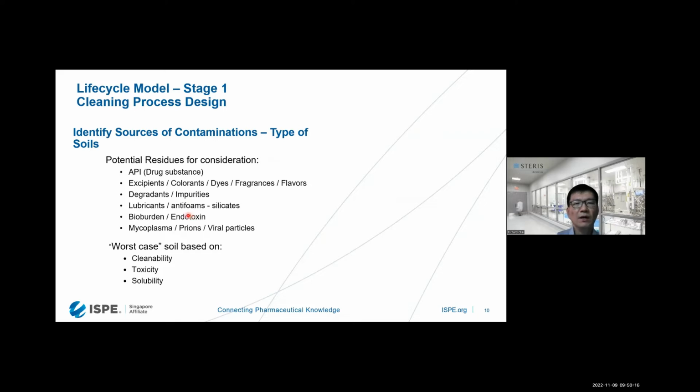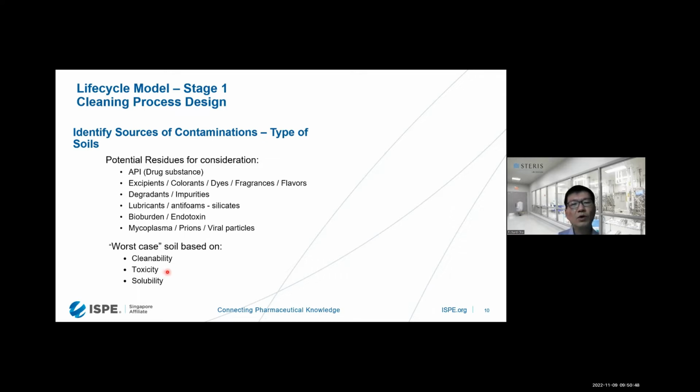They can form an air-liquid interface line at your vessel. Also you need to consider the bioburden, endotoxin, and mycoplasma and prions. All of this can be considered as potential residues for the cleaning process. And the worst case soil is based on the cleanability, how easy it is to clean the soil with a set of cleaning parameters. Also need to consider the toxicity of the soil as well.